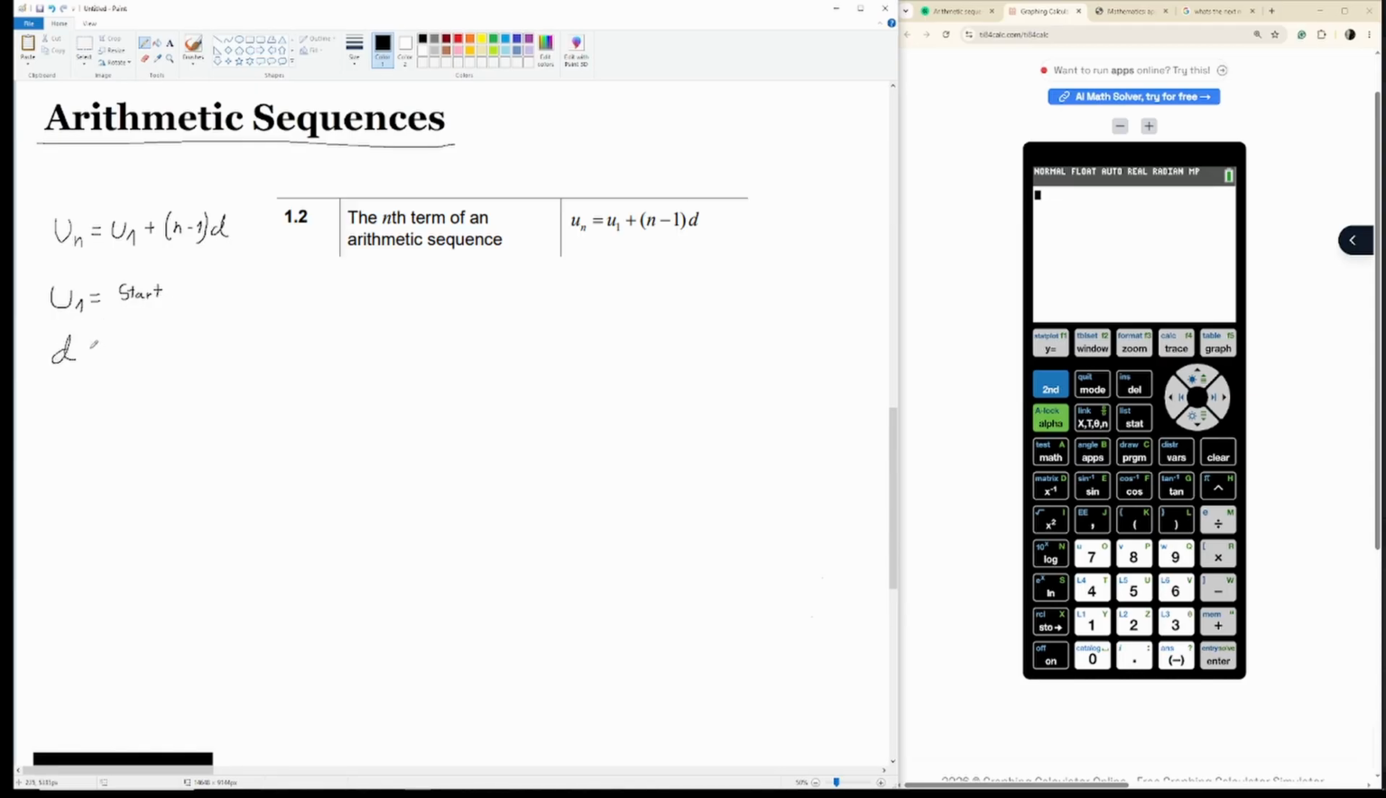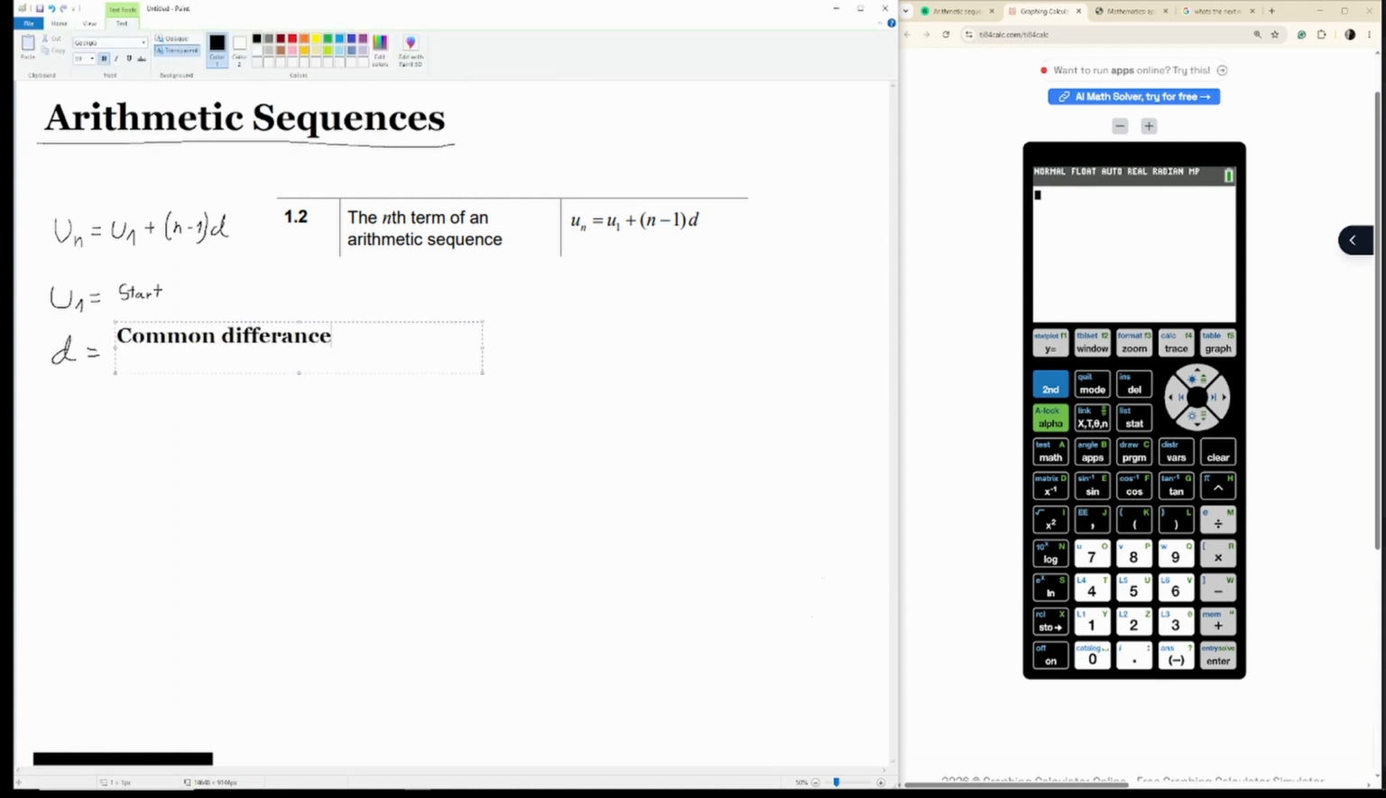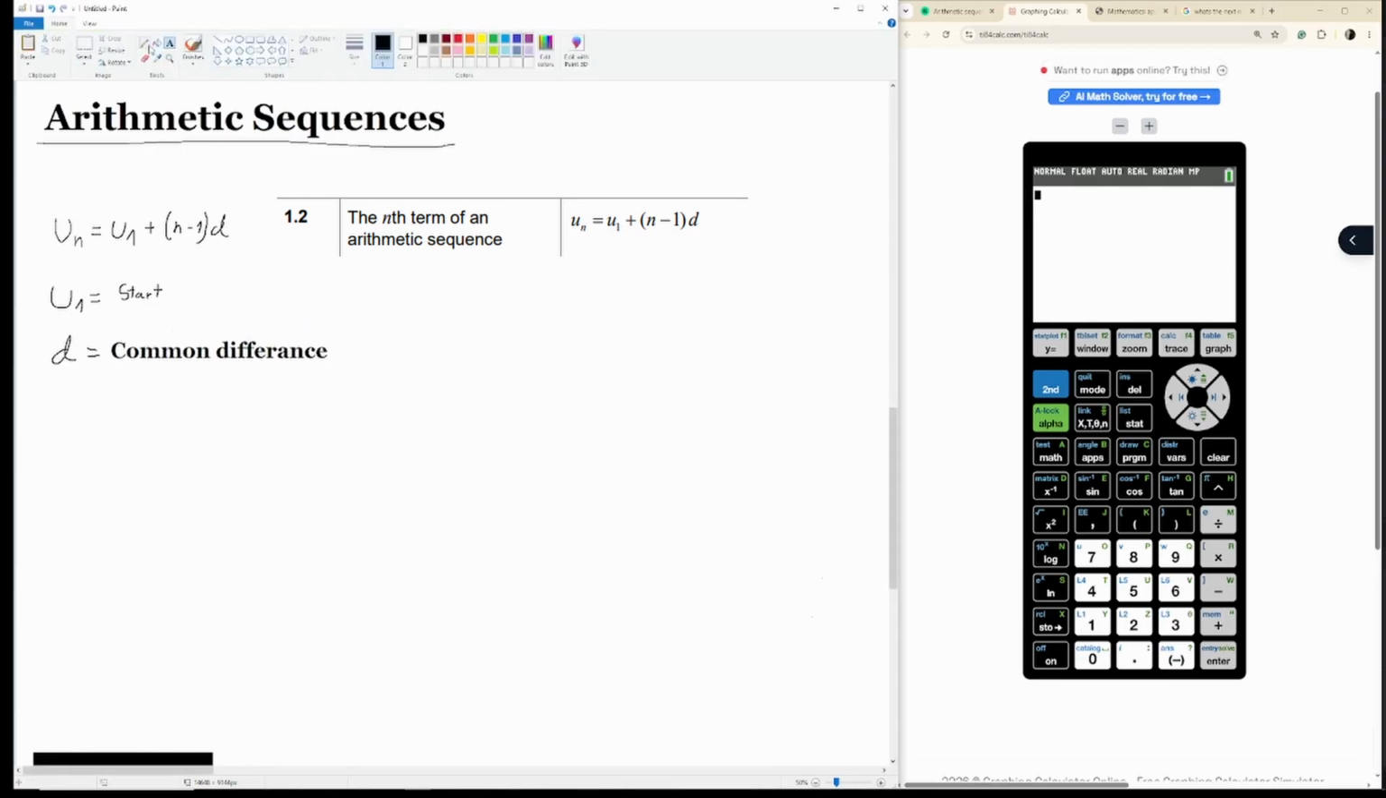The d is the common difference, and I'll write it, common difference. Because of this, d shows a constant change. And if d is positive, it means that something is going constantly up. And if d is negative, it means that something is going constantly down.